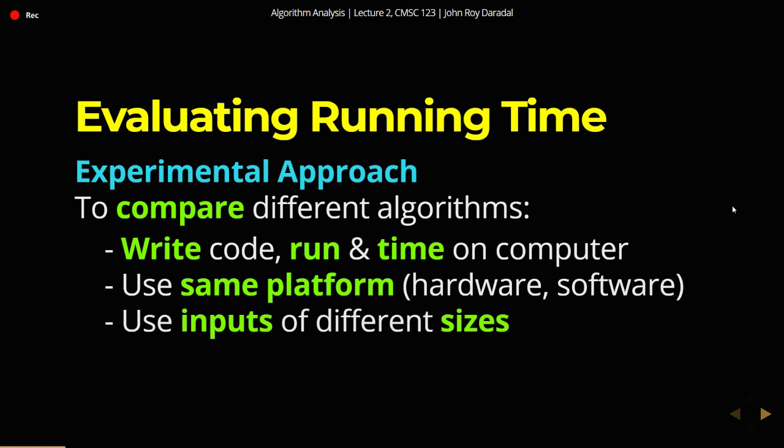We also have to test the algorithms on inputs of different sizes. Because what if algorithm A runs fast but only for small input sizes, and algorithm B runs fast for input sizes of bigger magnitude? Okay, so we have to use different sizes of inputs.